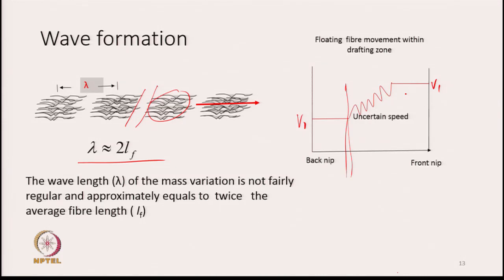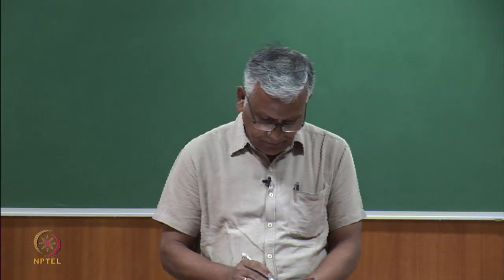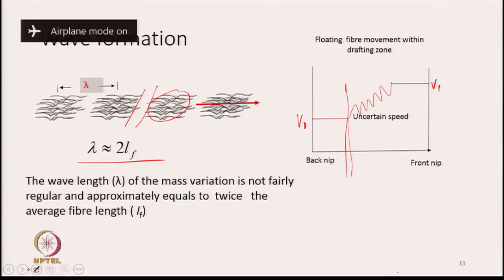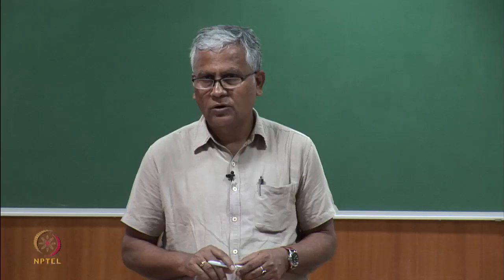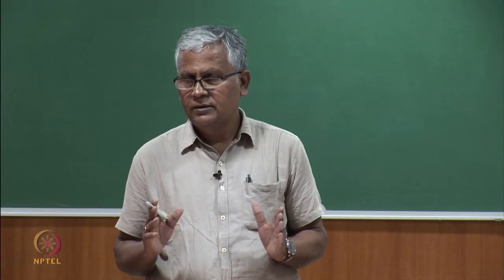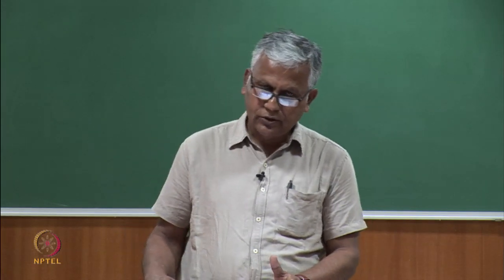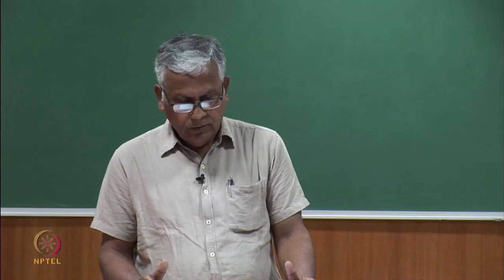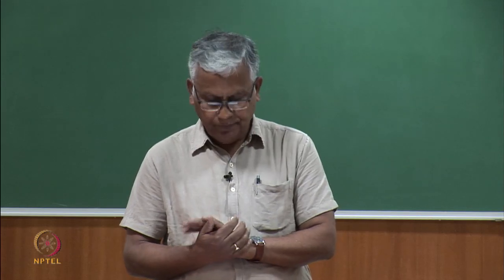So, this is how the drafting wave gets generated, and due to this we get irregularity in the drafted product. Therefore, the source of drafting wave is the presence of floating fibers or fibers shorter than the ratch. So, as long as we have fibers shorter than the ratch in any drafting zone, there will be some drafting wave in the delivered product.